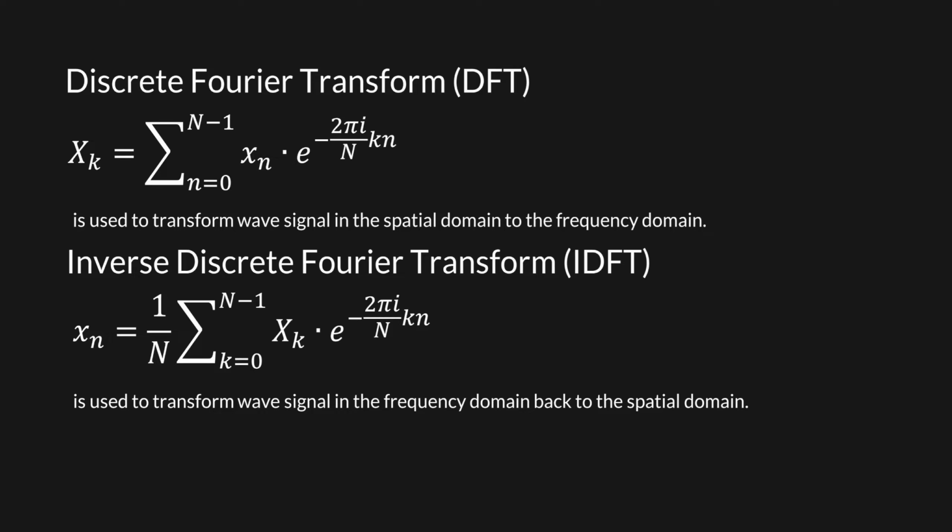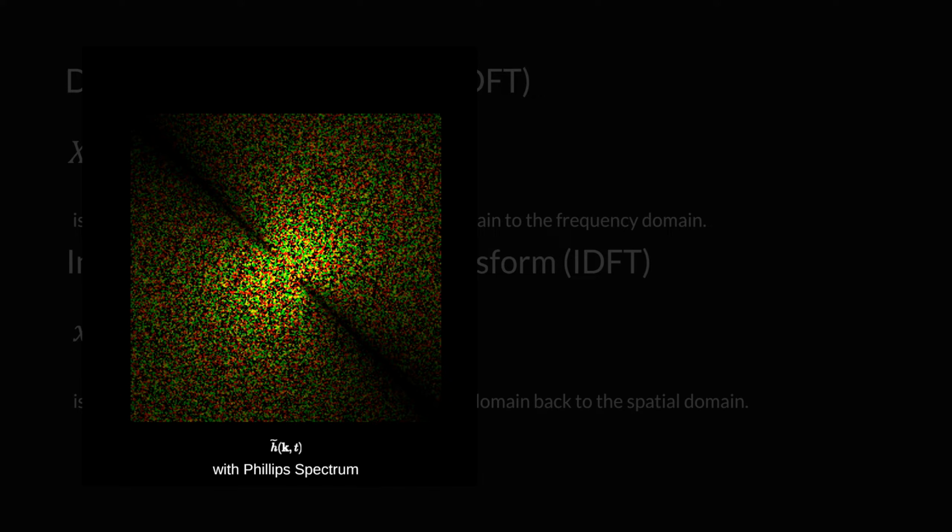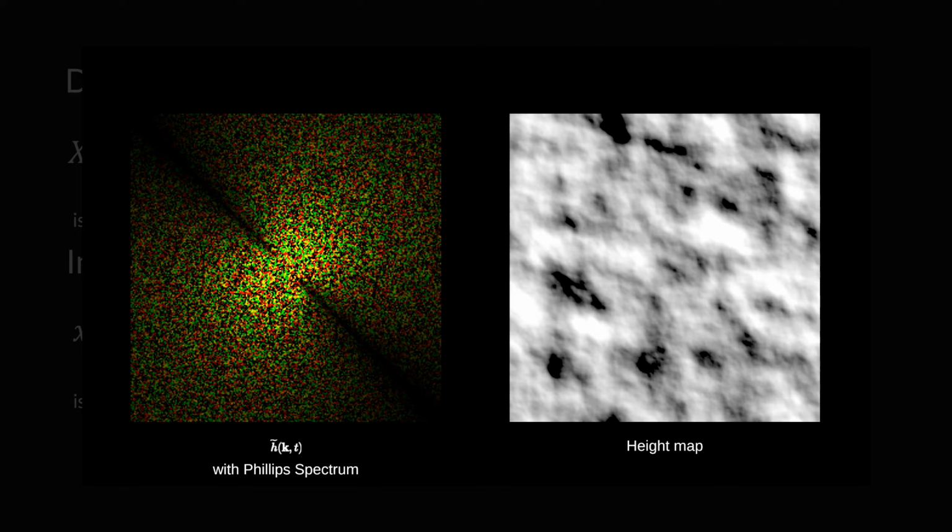Why do we perform these transformations? The benefit of representing waves in the frequency domain is that it enables us to manipulate and control their characteristics more effectively. Meanwhile, the spatial domain is where we show how waves appear on textures and material.